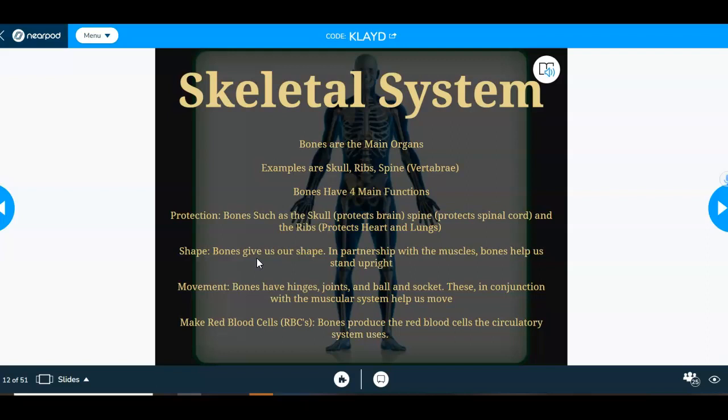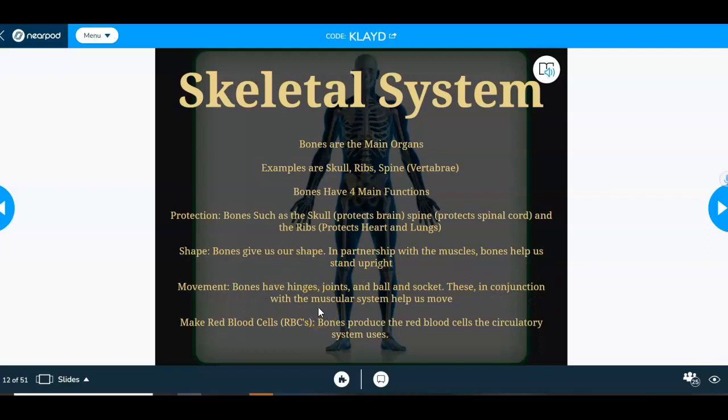We have hinges and joints. If you take a look at our arms and our legs and where they connect to our bodies, we have like a ball and socket where that fits together and allows us to have fluid movement in our arms and in our legs. And again, that only works together with the muscular system.